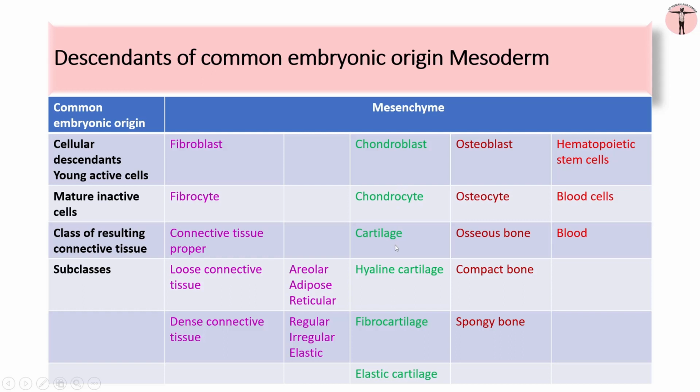Chondroblast gives rise to different types of cartilages like hyaline cartilage, fibrocartilage, and elastic cartilage. Osteoblast gives rise to bony tissues. Okay, and further it is subclassified into compact bone and spongy bone. And hematopoietic stem cells give rise to or form the blood components.